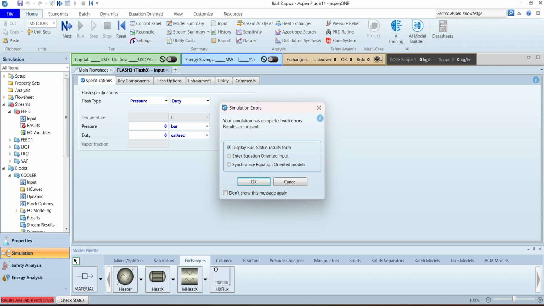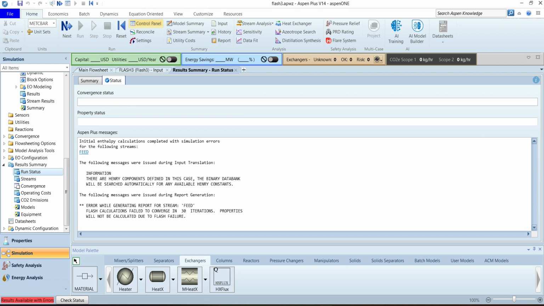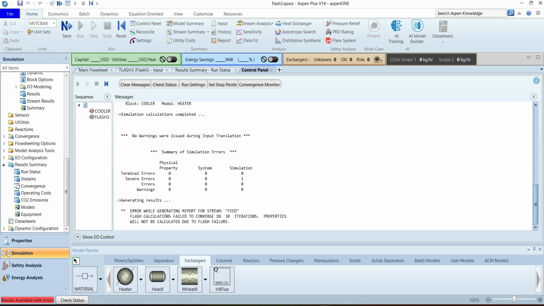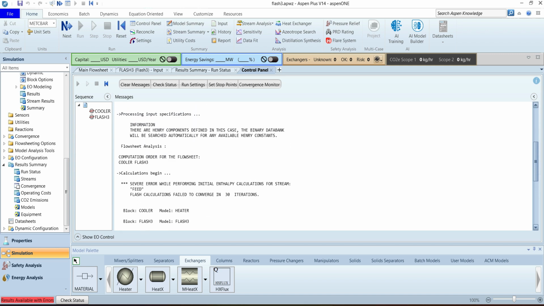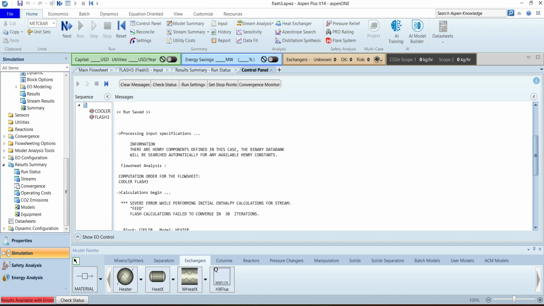So there is an error. Let's proceed to the control panel to view the error. Error while generating report for stream feed. So there is something wrong with the feed stream. The flash calculation failed to converge in 30 iterations. For the feed stream, that is the inlet of the cooler block, it says that it could not perform the flash calculations. It's the same message: severe error while performing initial enthalpy calculations for the stream feed. So the flash calculation failed. It looks like Aspen Plus tried to perform the flash calculation for the feed stream, but it could not.